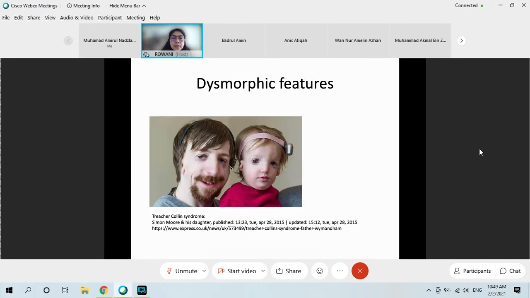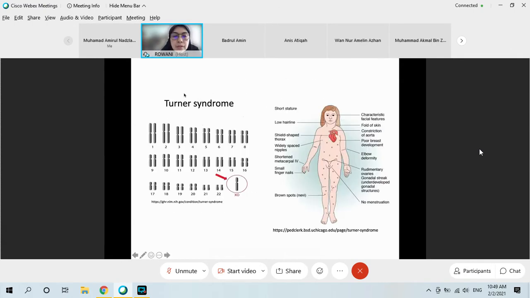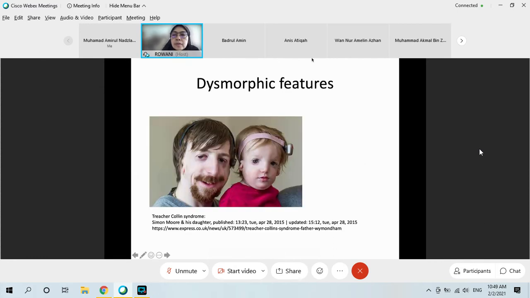Now you look at this father and daughter. What do you notice? Fadlan, what do you see?